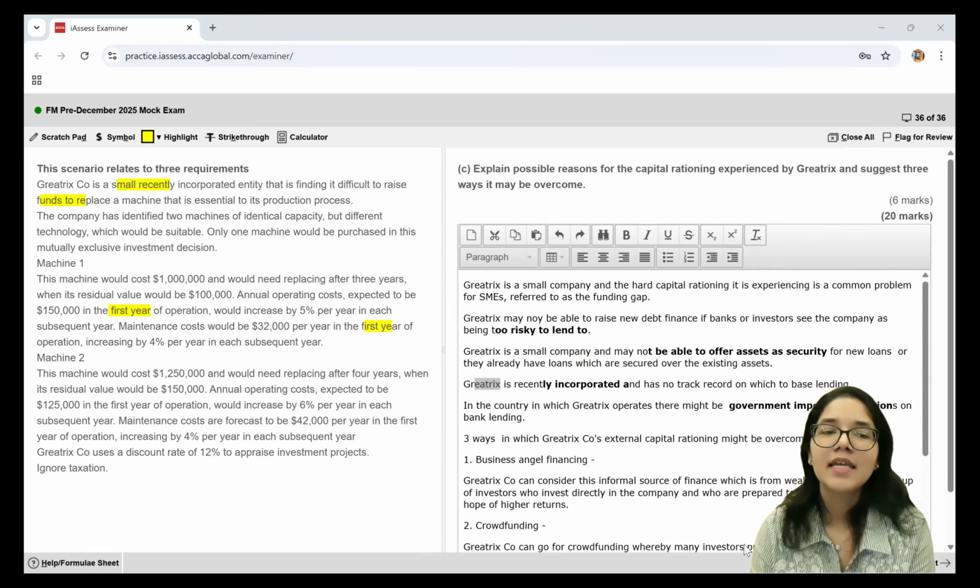So this was the Greatrix company question. With this, we have finally come to an end to solving the FM Pre-December 2025 mock exam step by step together.